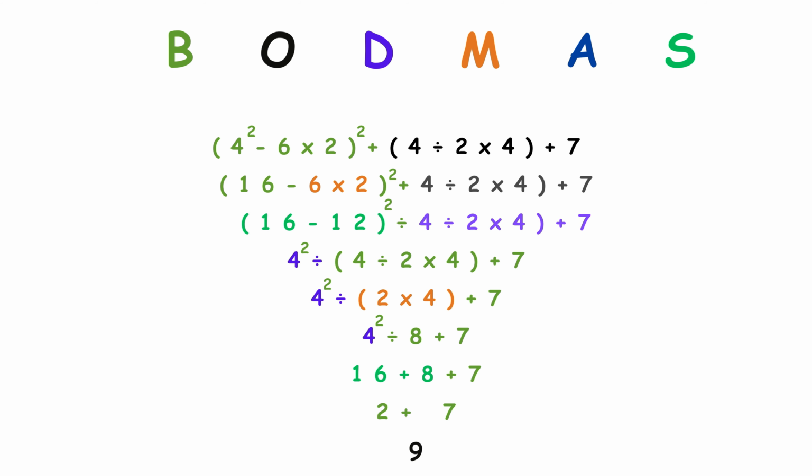Moving on to the second bracket, we see that it contains a division and a multiplication. According to our rules, we start with the division. 4 divided by 2 gives us 2. Next, we multiply that 2 by 4, which equals 8. So our updated equation now reads 4 squared divided by 8 plus 7. At this point, all the brackets are gone, so we next address the order on the number 4. 4 squared equals 16. Now we divide 16 by 8, resulting in 2. Finally, we perform the addition, 2 plus 7, which gives us the final answer of 9.